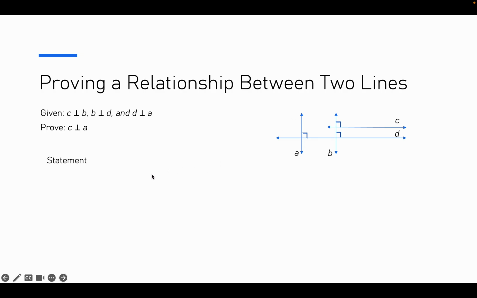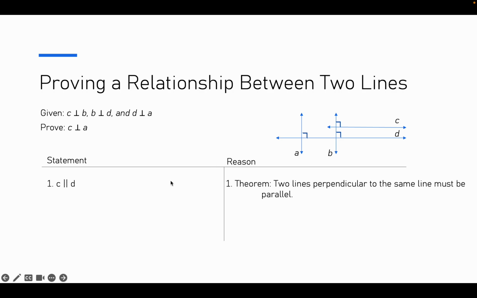Here are my statements and my reasons. Number one, C is parallel to D. I can say that because of the theorem that two lines perpendicular to the same line must be parallel.